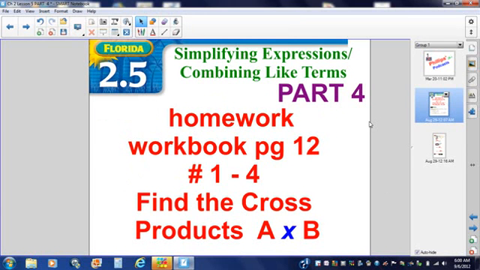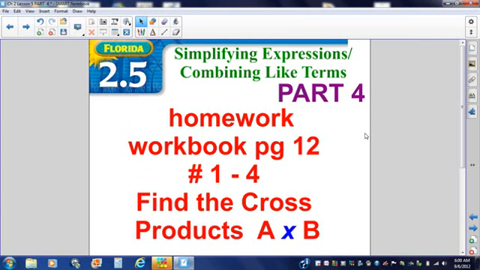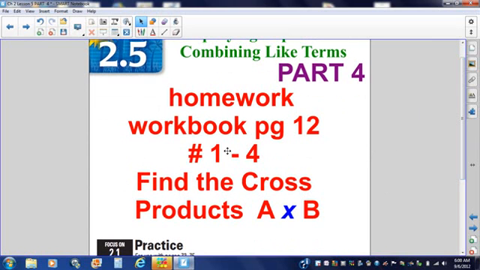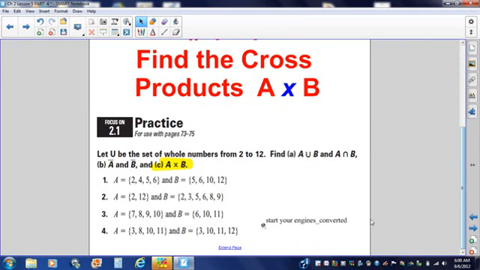If you guys would, please write down in your spiral that your homework tonight is to do workbook page 12, problems 1 through 4. Tonight, I would like you to find the cross products for problems 1 through 4. Again, please write in your spiral: your homework tonight is workbook page 12, problems 1 through 4. Find the cross products.